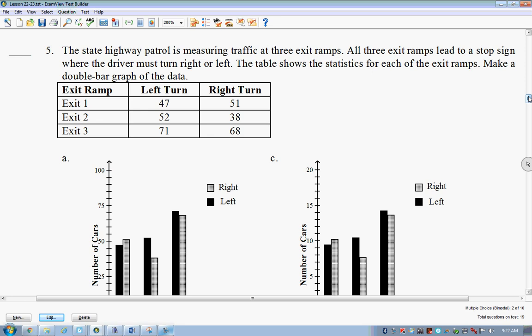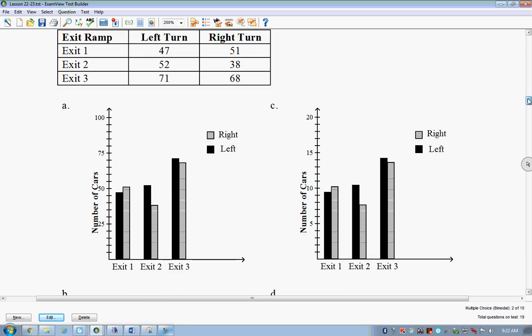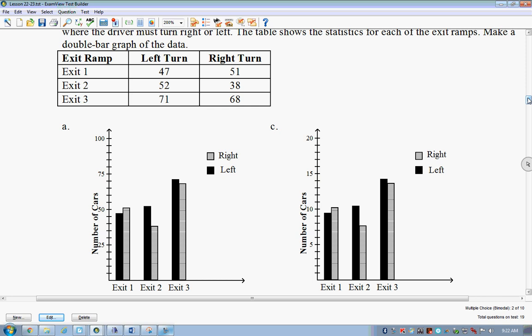So we need to determine from this. Because you can already see some differences here. We need to pick out which one is correct. Okay. So let's just look at our first one. It gives me my right. Okay, at exit 1, right turn should be 51. Is that about right? Left 47. That's about right. Let's look at exit 2. Let's see. Right turn 38.